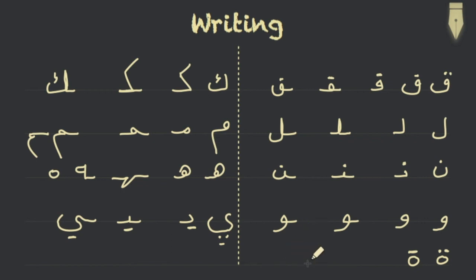So let me separate them. So if you want to do it using the dash, it's in this way. Using 2 dots, it's similar, 2 dots. And if it's preceded by ra or zay, we write the isolated form either using 2 dots or a dash.